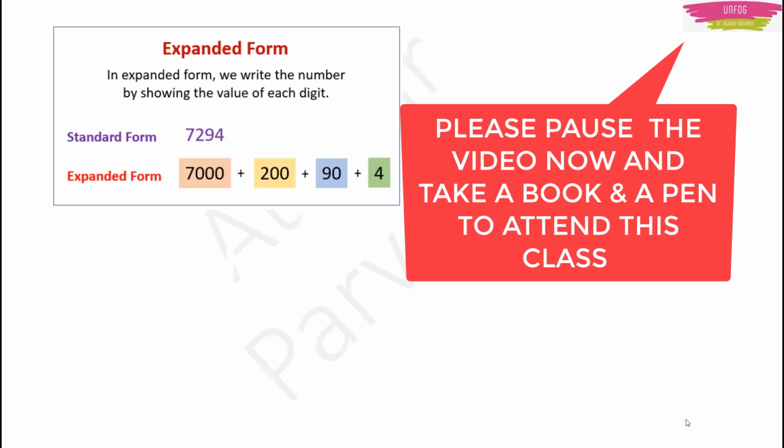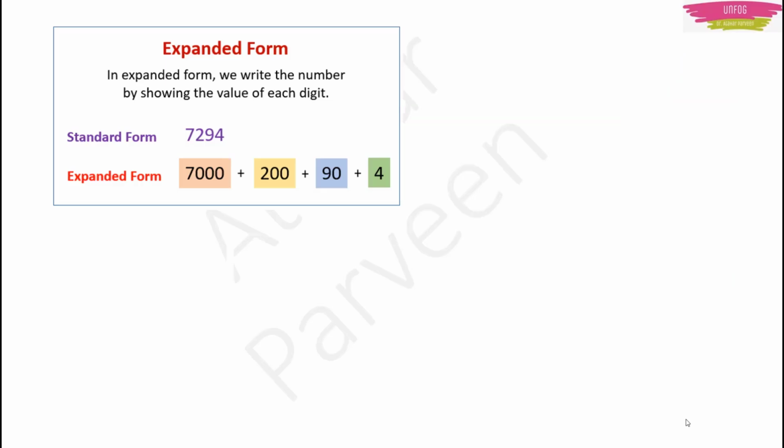Firstly, let's talk about expanded form of a number. In standard form, for example, if I am giving you a number 7294, as it is, if you are writing 7294, this will be your standard form. If you try to expand this number, how will you expand? You will try to write this number by showing the value of each digit. Here 7 is in thousands place, right? So you write 7000. Then 2 is in hundreds place, 9 is in tens place, and 4 is in ones or units place. So this is how you can expand.